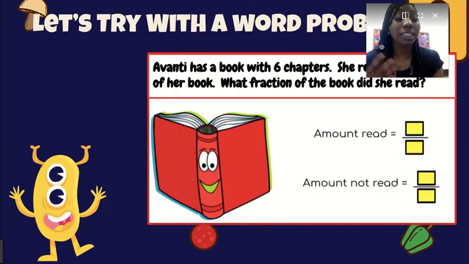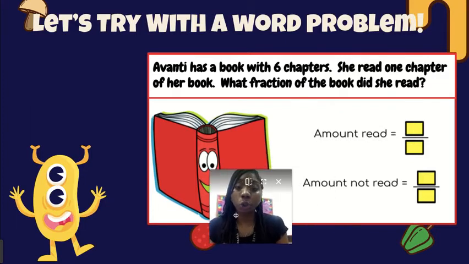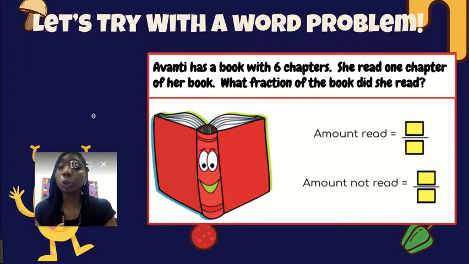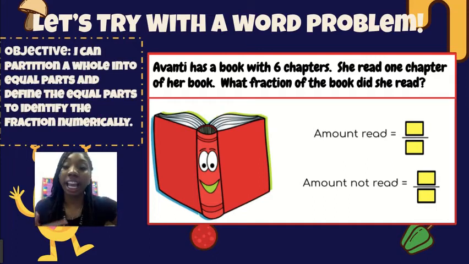Great job, scholars. So now let's practice using a word problem. And I want you to remember our objective. I can partition a whole into equal parts and define the equal parts to identify the fraction numerically. Excellent job. So now let's practice with our word problem. Are you ready? Okay, great.